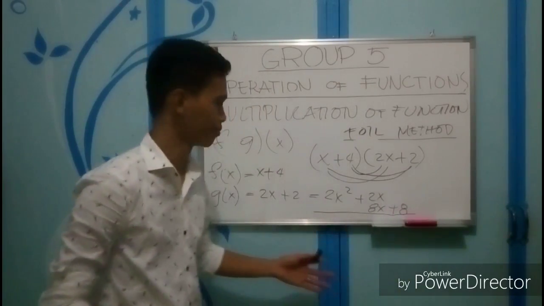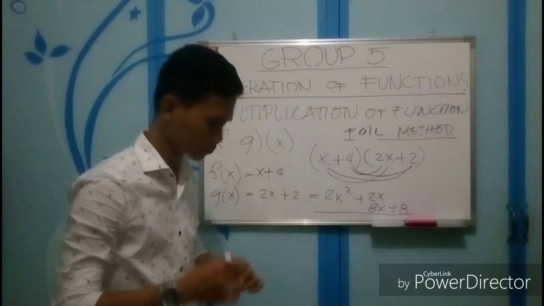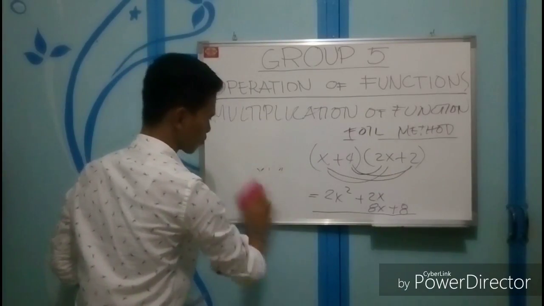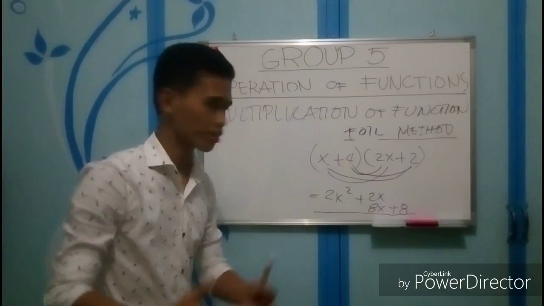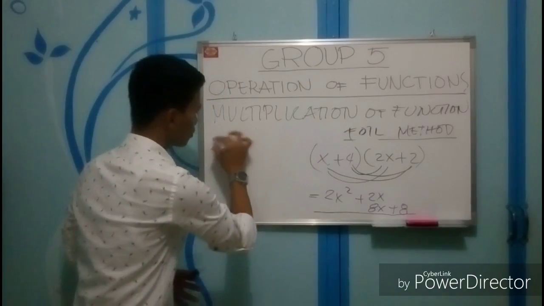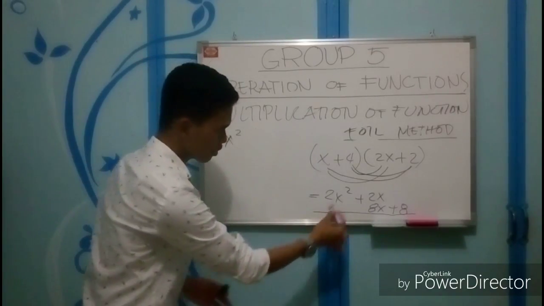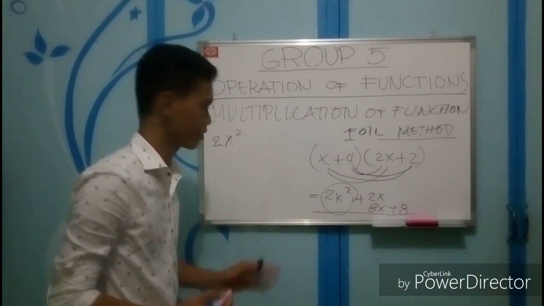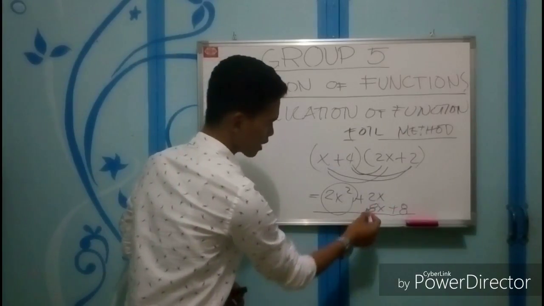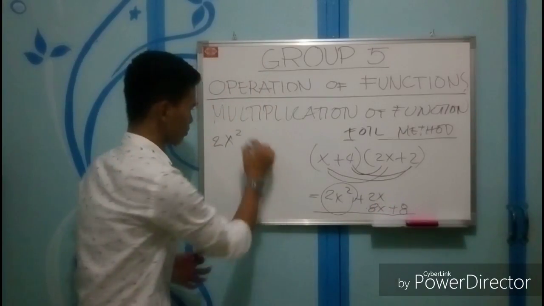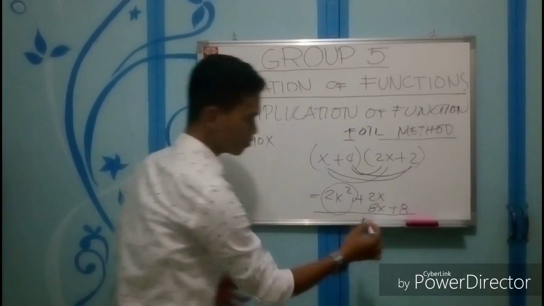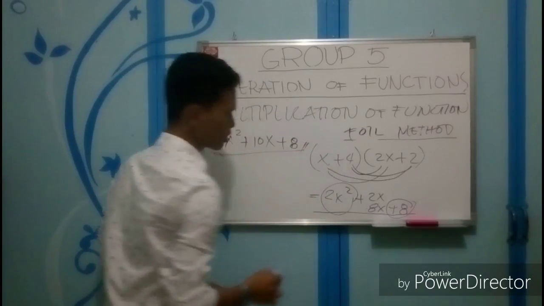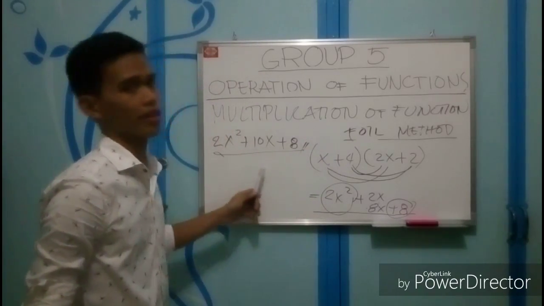We're going to add like terms here. So the answer is this one. 2x squared, since it has no like term, we're just going to copy it. Then the next one is 2x plus 8x is equal to 10x. Then, plus 8. So this is our answer.